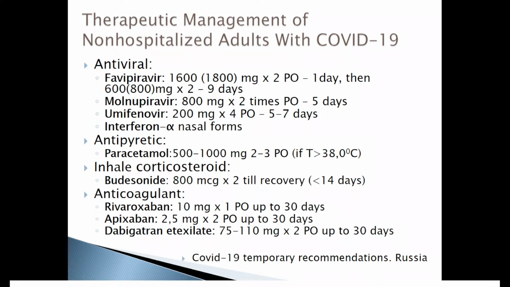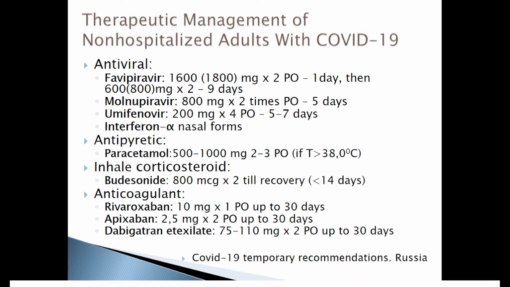And now, therapeutic management of non-hospitalized adults with COVID-19. There are common features and some differences in Russia and the United States. What do we recommend in Russia? Antiviral therapy, antipyretics, anticoagulants and inhaled corticosteroids, especially in moderate cases when they are treated at home. But even in mild cases, inhaled corticosteroids may be recommended.